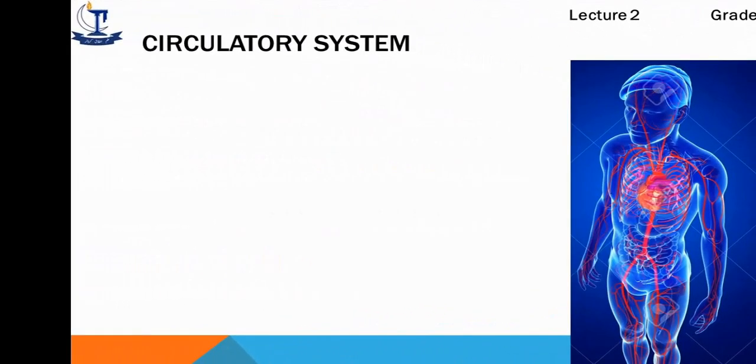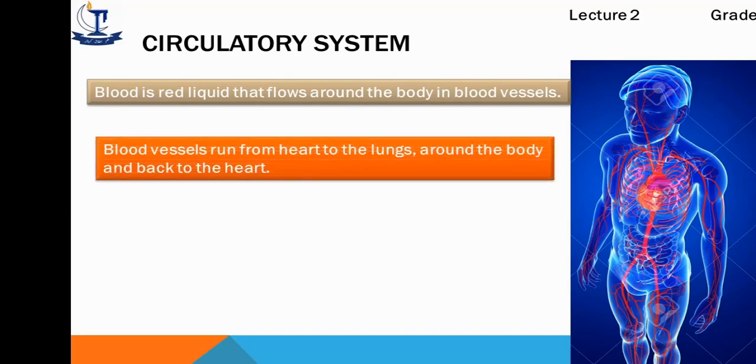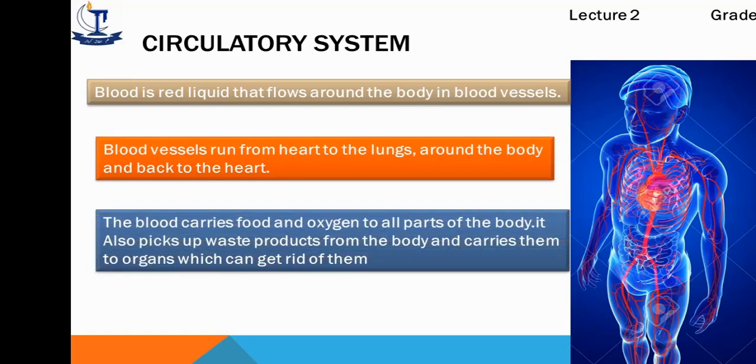This is a picture of the circulatory system of the human body. Blood is a red liquid that flows around the body in blood vessels. Blood vessels run from the heart to the lungs, around the body, and back to the heart. The blood carries food and oxygen to all parts of the body. It also picks up waste products from the body and carries them to organs which can get rid of them.